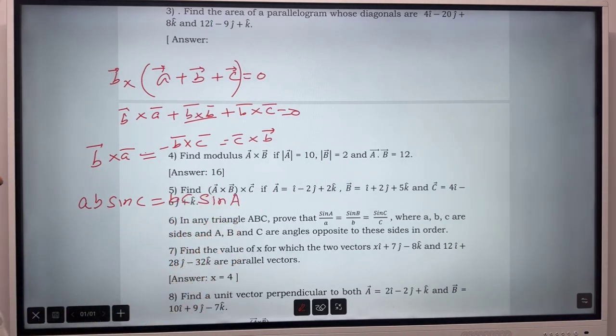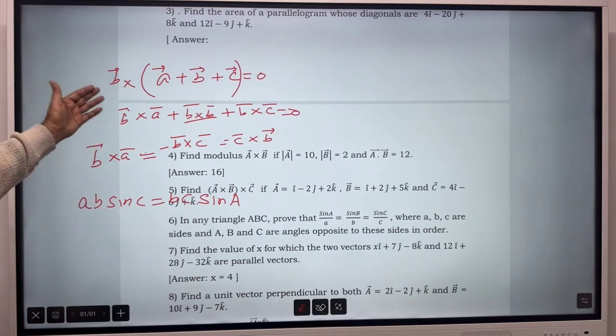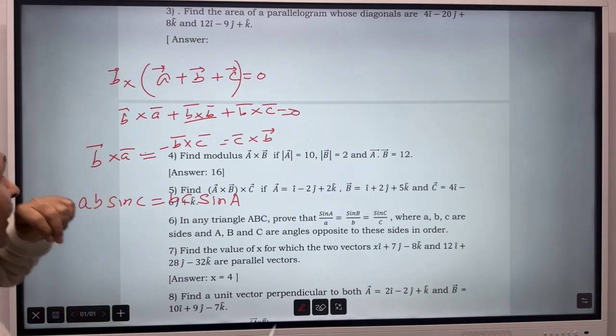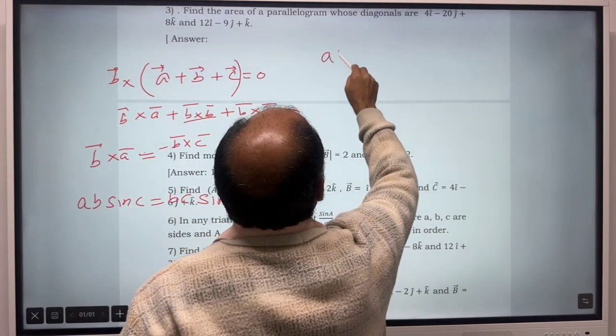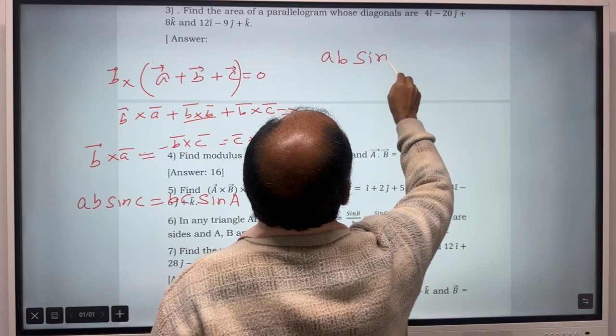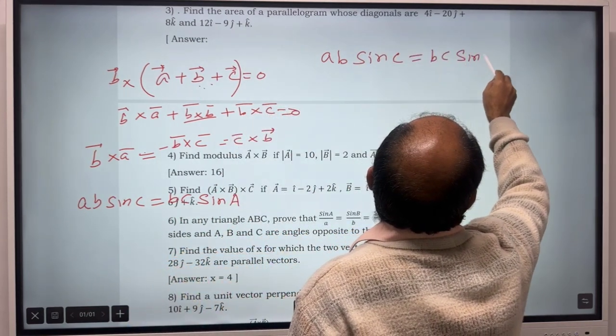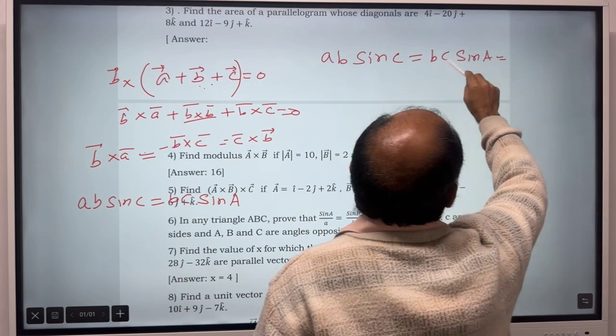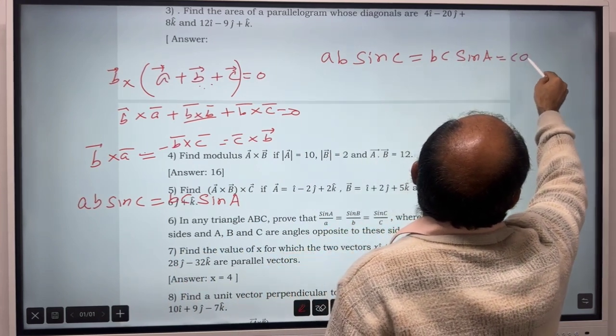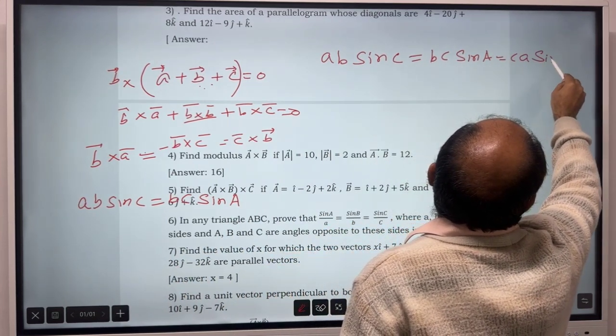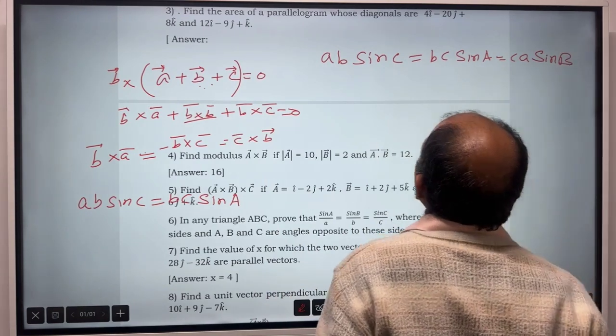sin A. Again, we can take cross product with C. So the condition that we get, AB sin C equal to BC sin A equal to CA or AC sin B. You have understood?